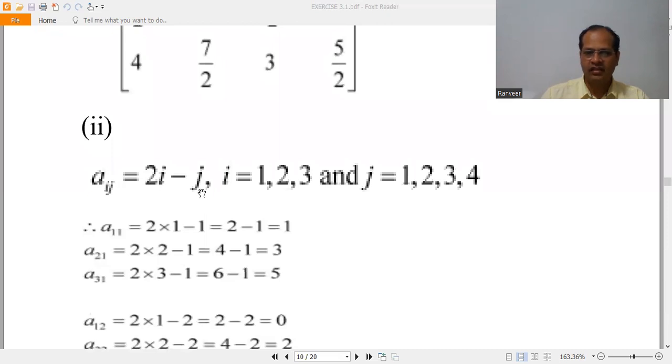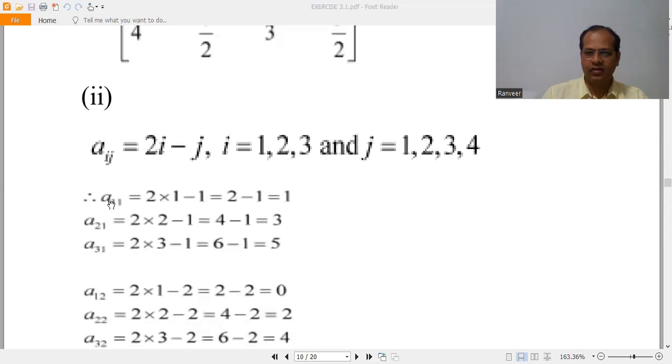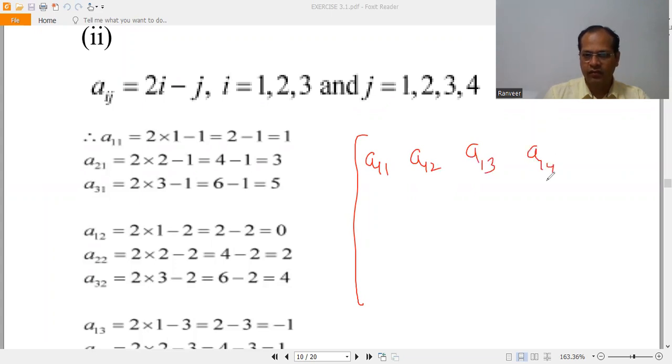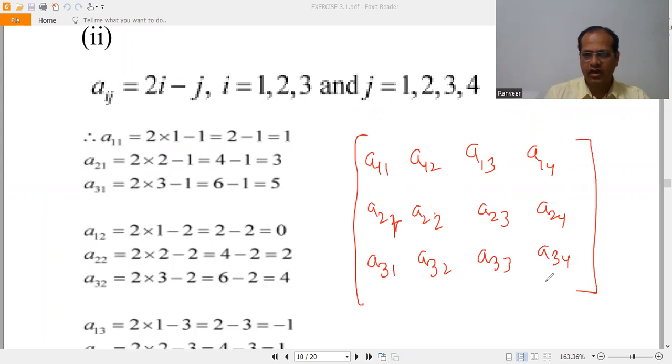Similarly here Aij is this value. So i equal to 1, 2, 3 and j equal to 1, 2, 3, 4. So the best way is, if you will write here A11, A12, A13, A14. So in this way you will not miss any value. A21, A22, A23, A24. Similarly A31, A32, A33, A34. Once you will write all the values, corresponding value, then it is easy for you.